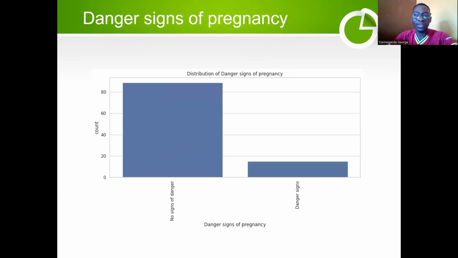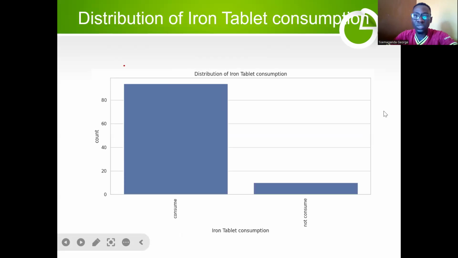Then I look at the danger signs of pregnancy. Basically, there was a sign or no sign of danger during pregnancy. So basically, no signs of danger had the highest count, and signs of danger the lowest count. Then the iron tablet consumption. There was a statistic for the mothers who consumed, and the ones who did not consume had the lowest count.